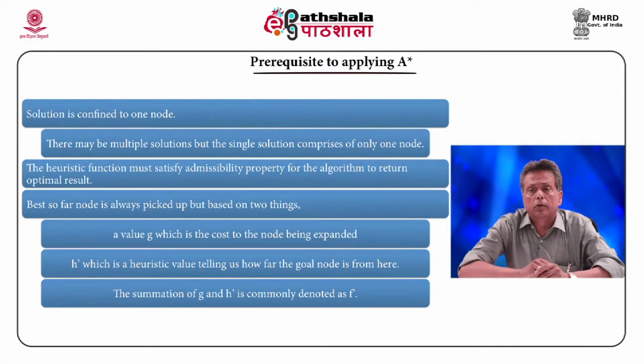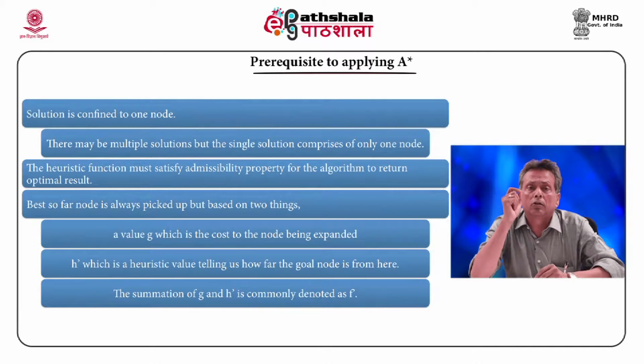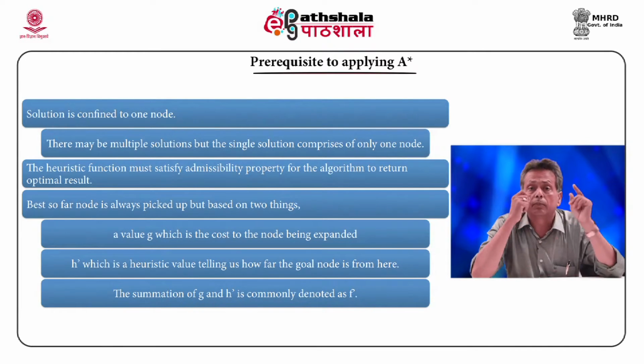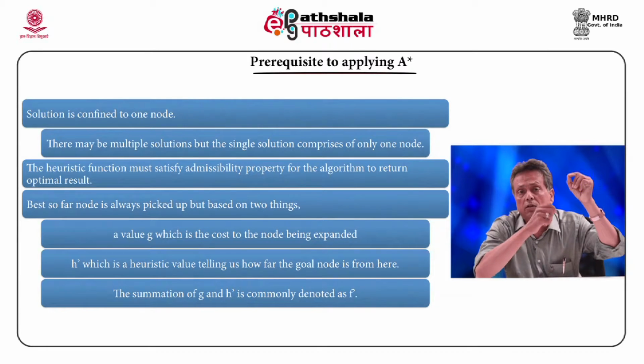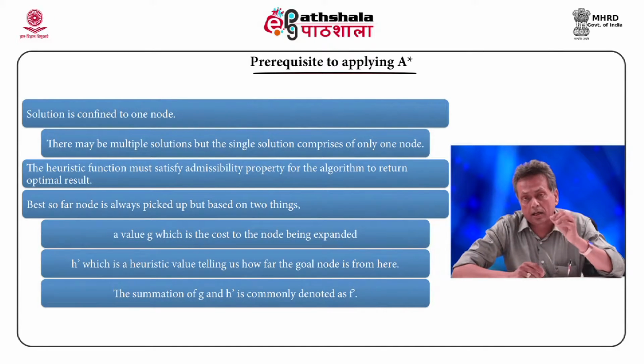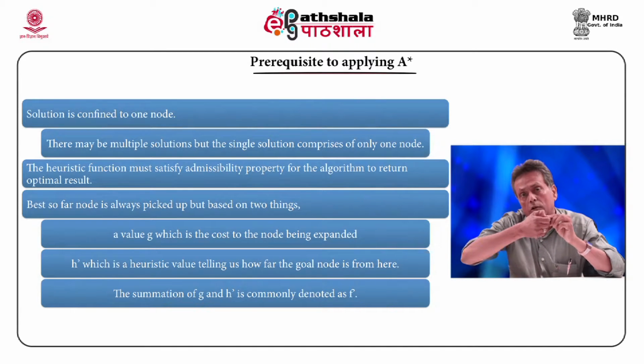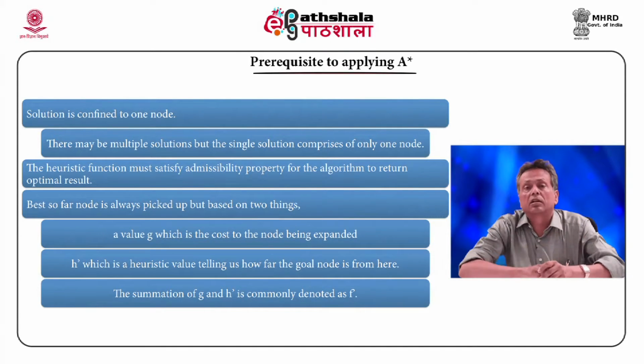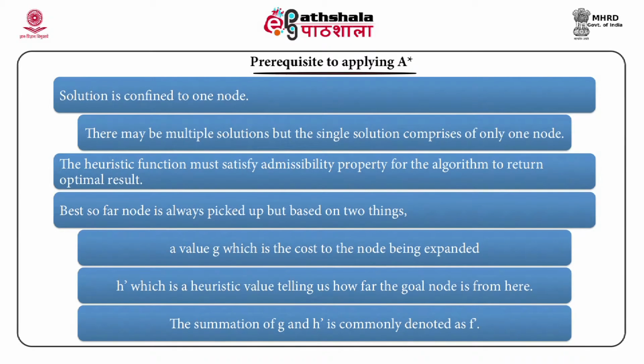The first component is called G. Remember, it is the cost of traversal from the start node to the current node. The second component, the estimation from the current node to the goal node, is called H dash. The summation of G plus H dash is called F dash, and you always pick up the node with the least value of F dash. That is the motto of the A star algorithm.